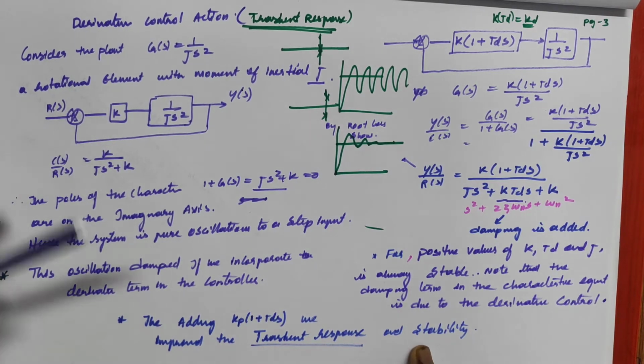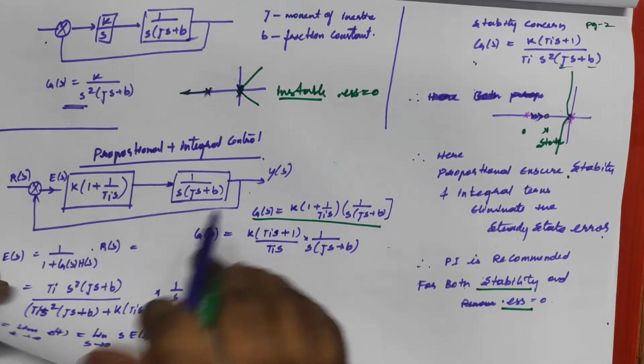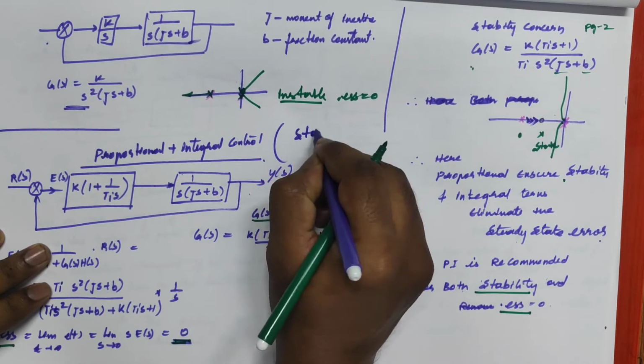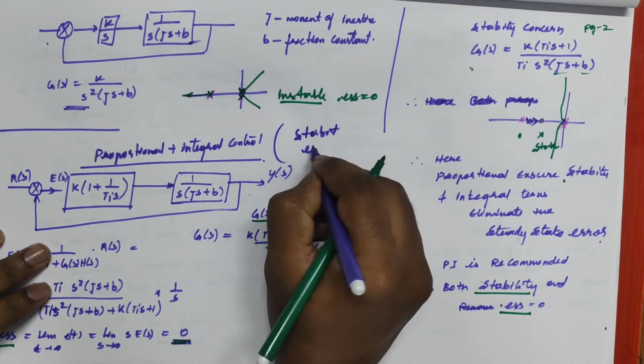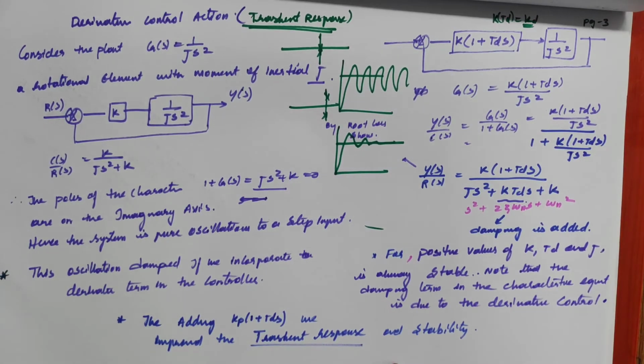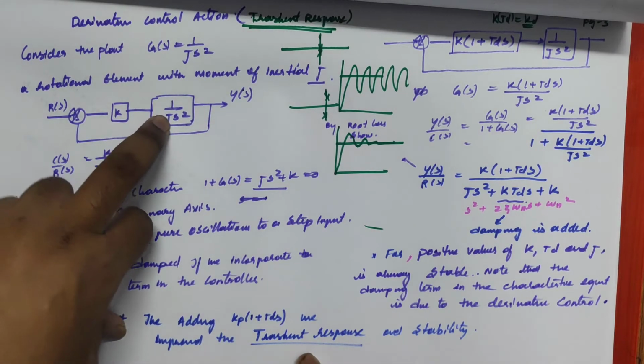Okay, so by these two things: PI, proportional plus integrator, will give stability and steady state error equal to 0. Here the stability will improve and the transient response too. Now for this system it gives this.